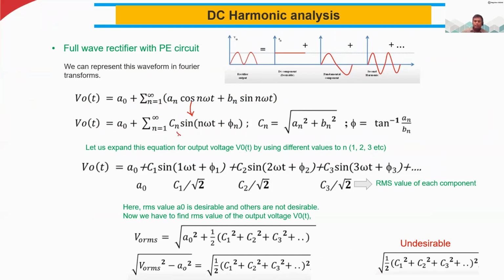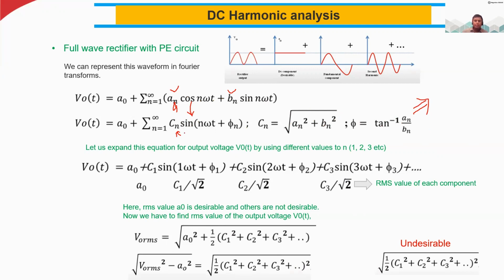So here there is a new constant, called Cn. Cn is equal to the square root of an square plus bn square. And here phi n is equal to tan inverse of an divided by bn. These are some standard formulas that you have to remember. There is no shortcut for this.